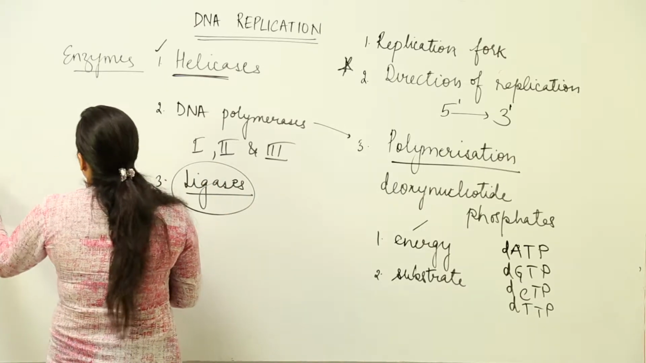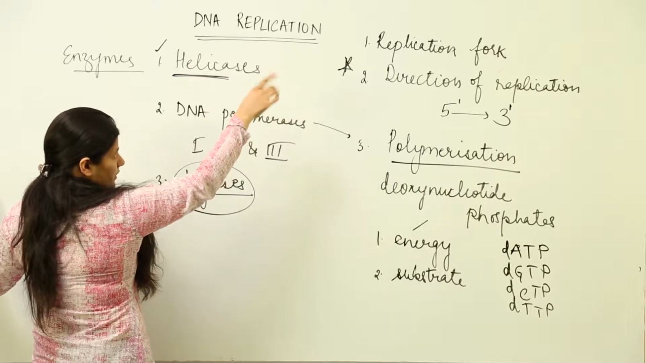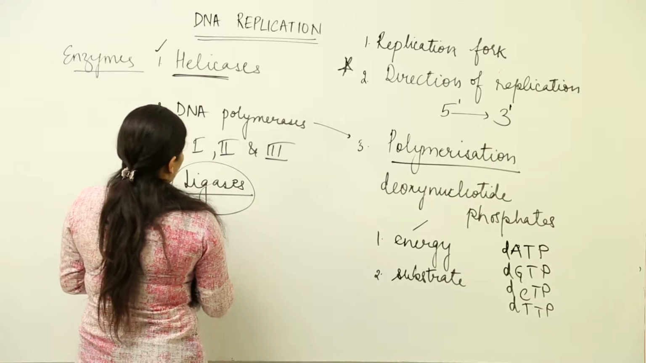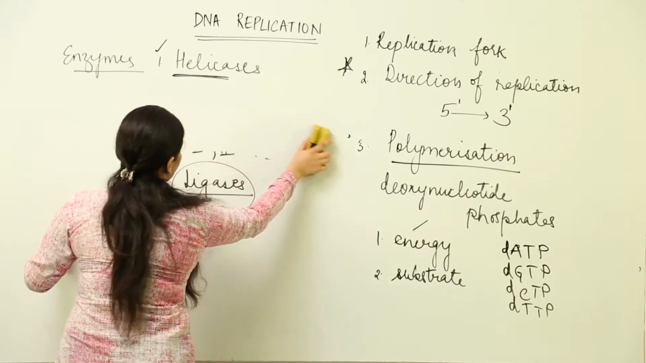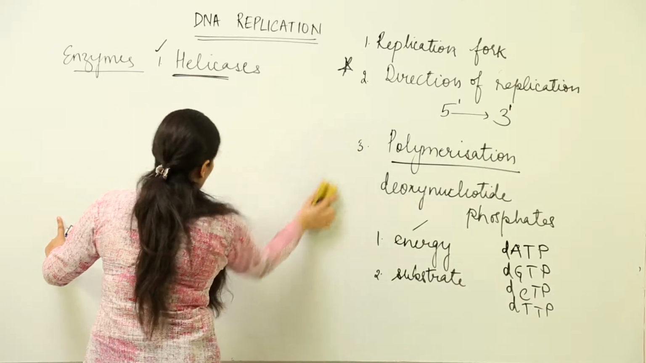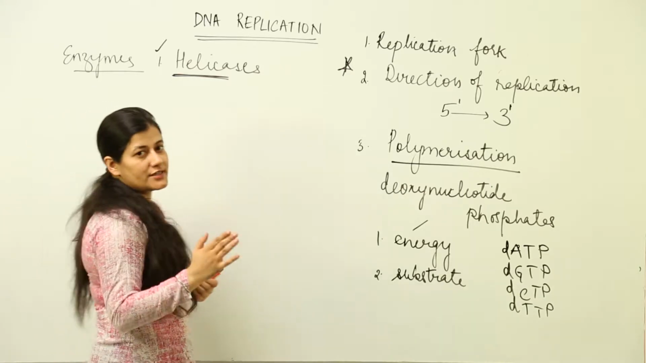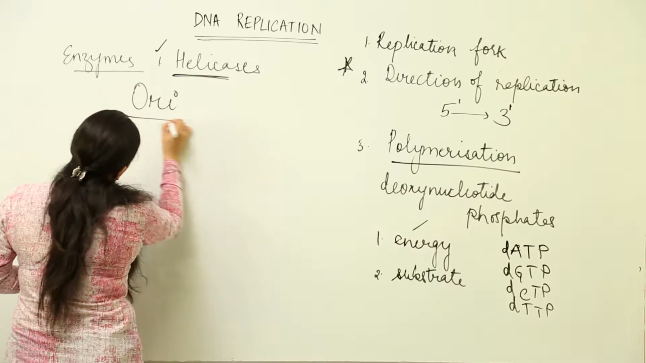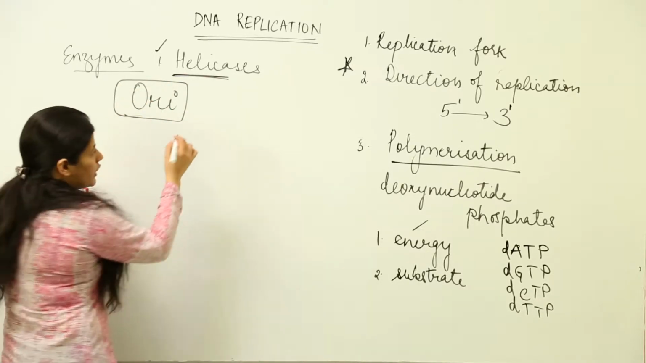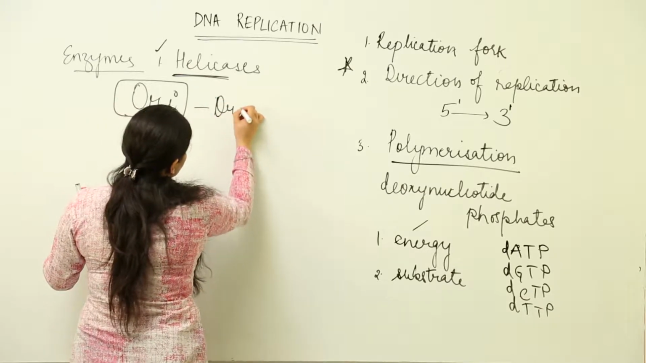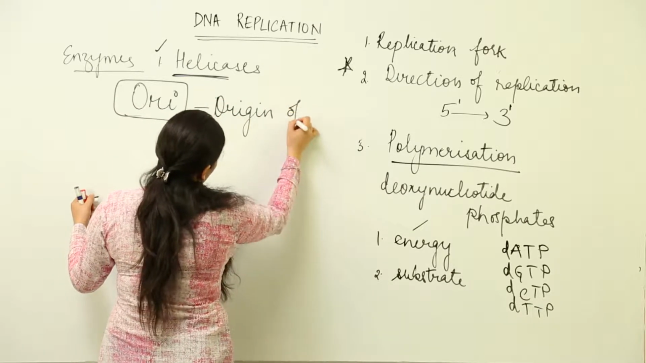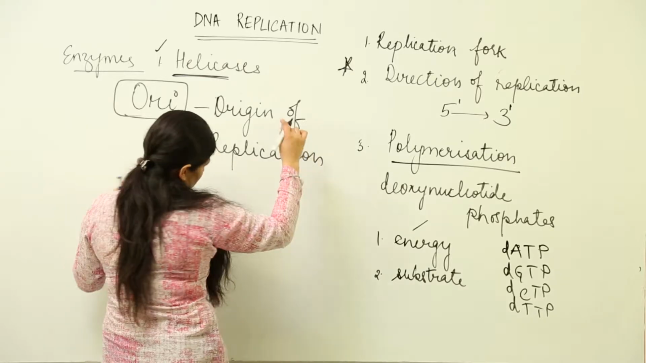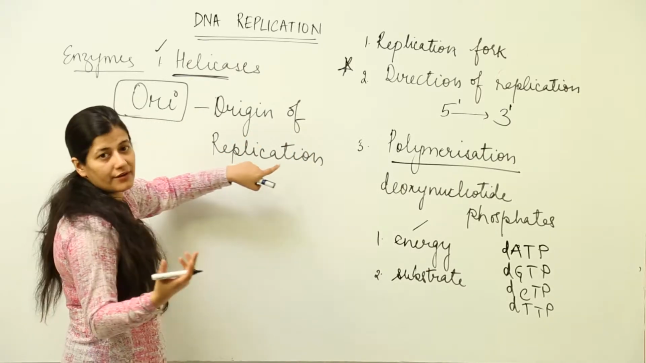Now let us see the process, because we didn't talk about replication fork till now, we didn't talk about direction of replication till now. Now we are going to see the function of helicases first of all. See, before we start with replication, we have a term known as ORI. This ORI is a site where replication begins, and it is known as origin of replication. It is a specific sequence which is identified by another sequence known as RNA primer, from where the replication starts.